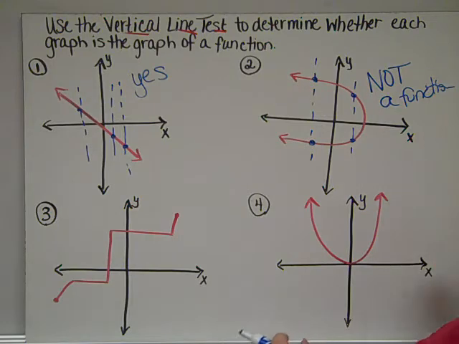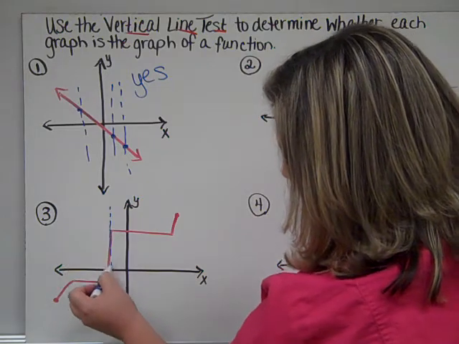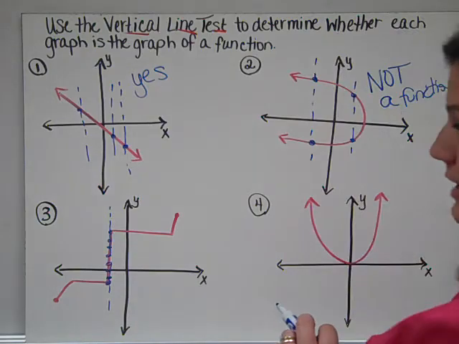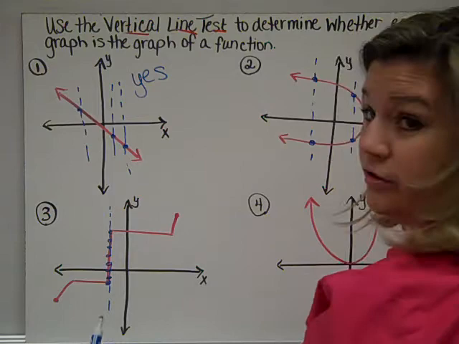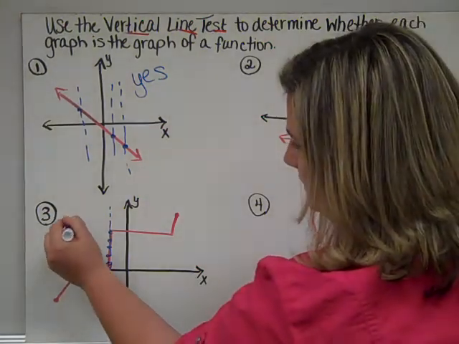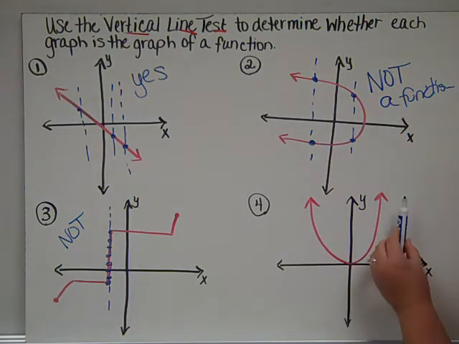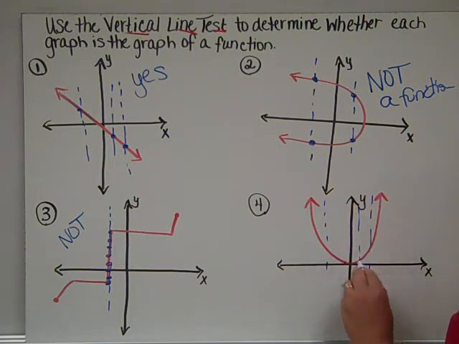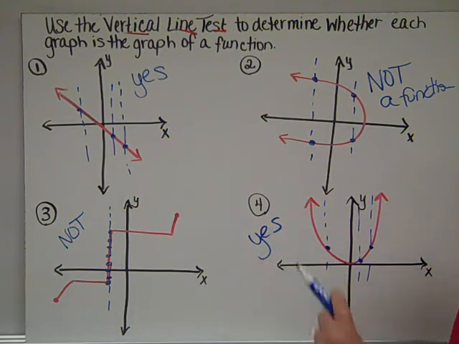Number 3, when I get to this one, notice that it's touching all through this line right here. So when I apply the vertical line, the line is all over the vertical line test, so I know that it's not a function. Number 4, if I apply the vertical line anywhere through here, the vertical line is only touching that graph one time. So any vertical line that I apply, I know that this one is a function.